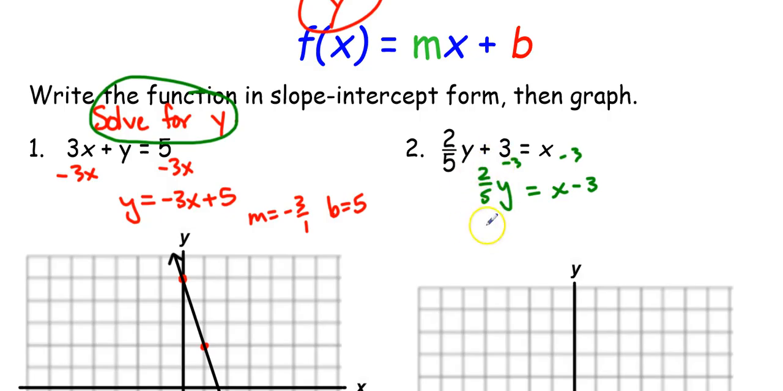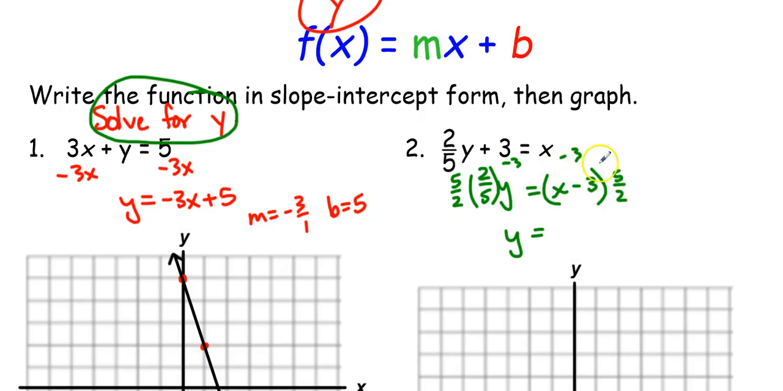And then how do I undo a 2/5? Well, the inverse of that is going to be 5/2. And that's going to undo that 2 fifths. So that'll get that to cancel. But then I have to take this over and I have to multiply this side by 5 halves. So over on the left side, I'm good. I've got my y equals.